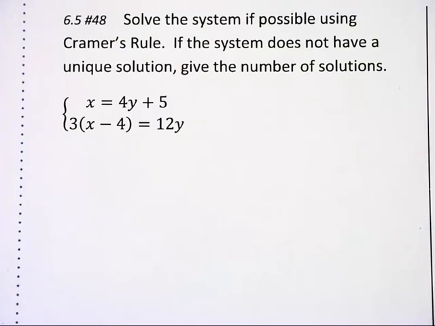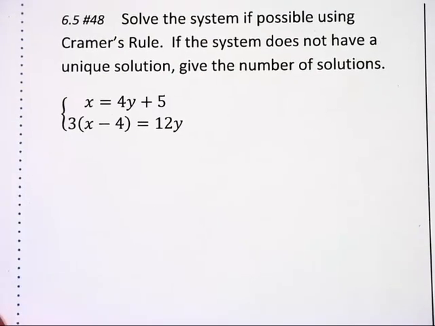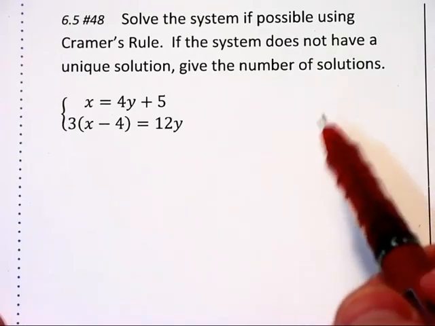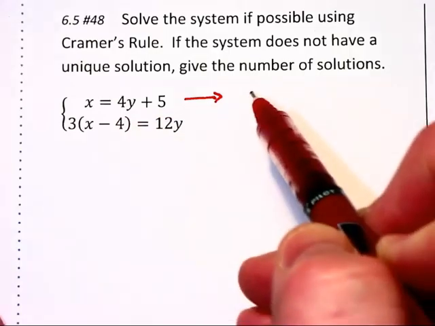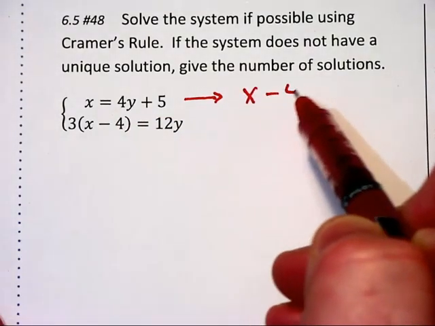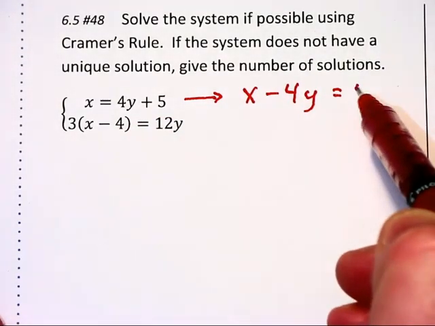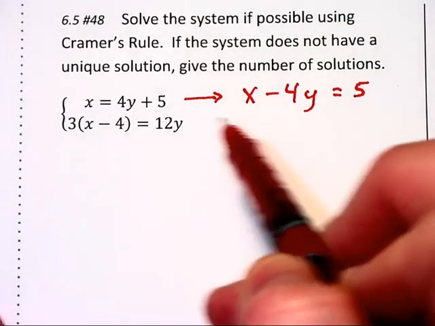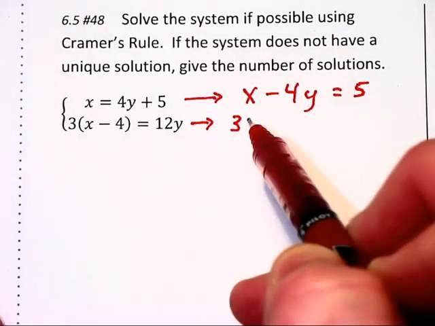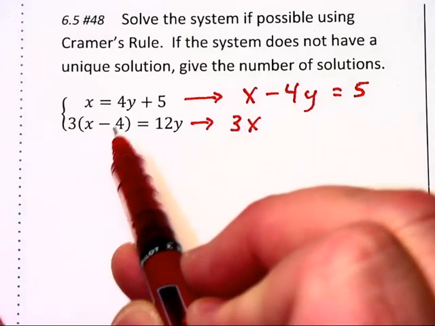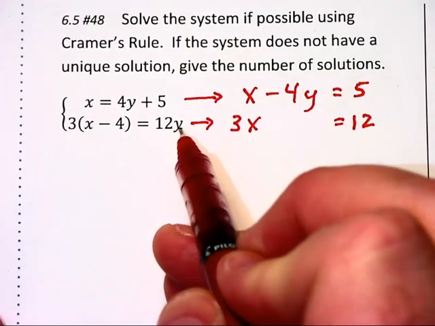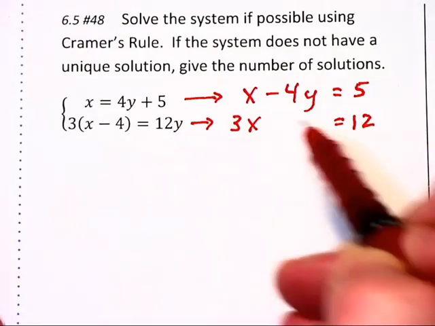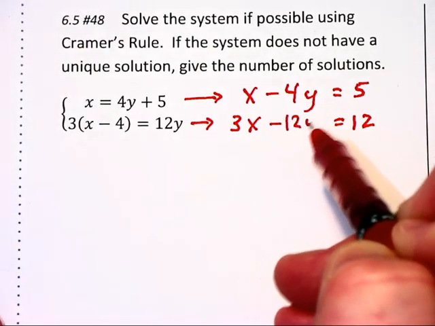Okay, we have another problem they want us to solve using Cramer's rule, and the first thing we want to do is put these in a nice, neat standard form. So the first equation, when I bring that 4y to the left, gives us x minus 4y is equal to 5. The second equation becomes 3x. That'll be a minus 12, so I'll move it to the right as a positive 12. Subtract that 12y to the left, we get a minus 12y.